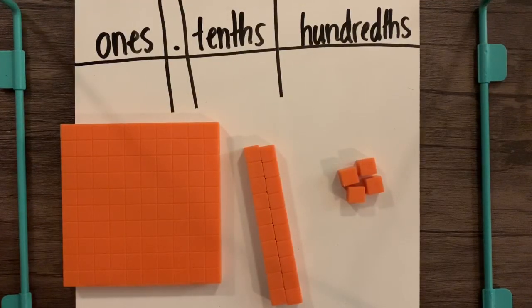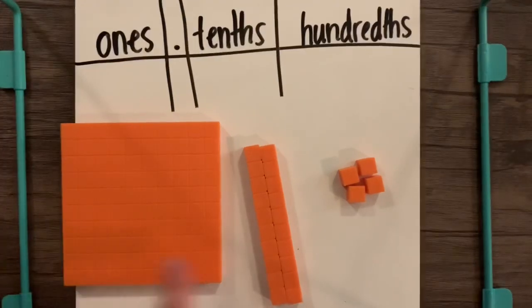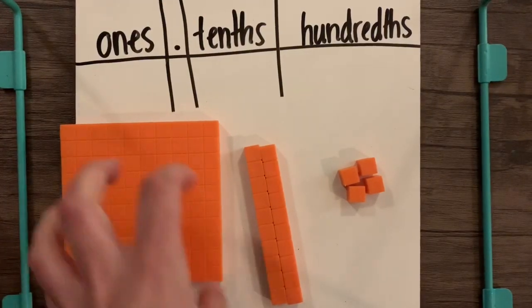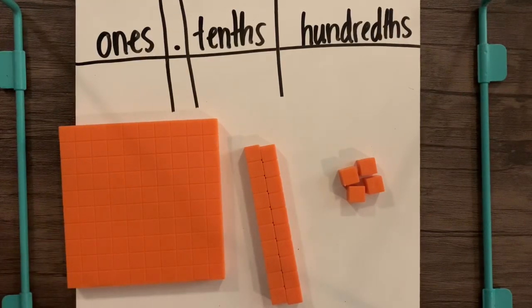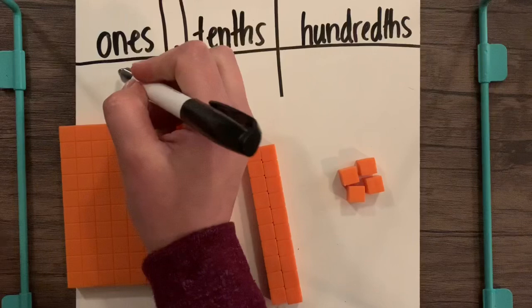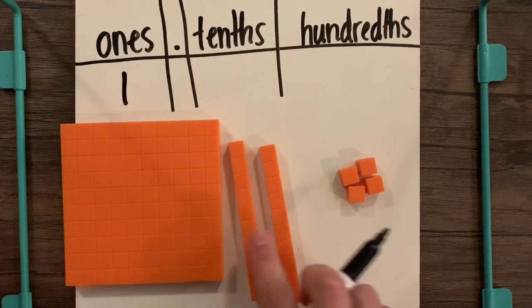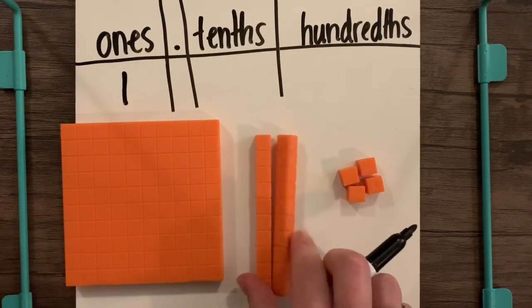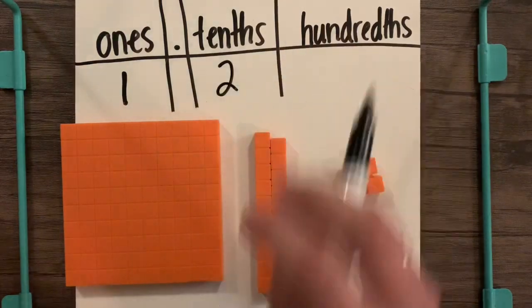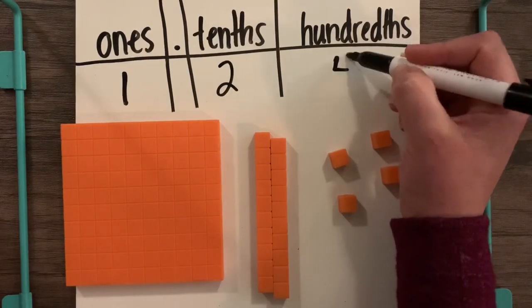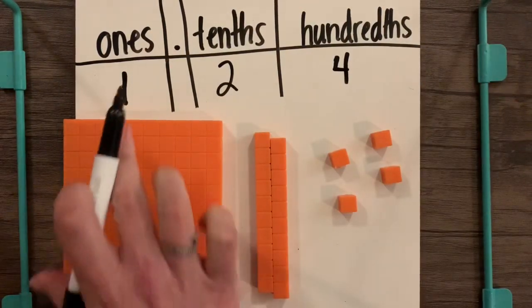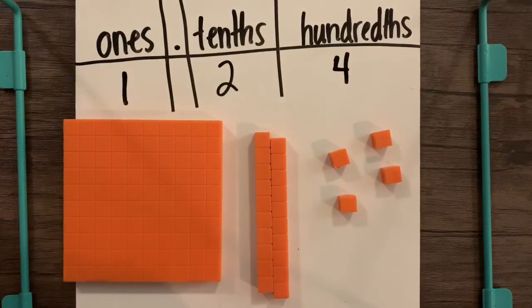Using base 10 blocks, here is a number that I would like to represent on the place value chart. One entire grid of these is a total of 100 squares. The total of 100 squares, all colored in, tells me that it is one whole. Now I have two groups of 10 here, 1, 2, so I have 2 tenths. And I have 1, 2, 3, 4 hundredths. So this number represented is 1 and 24 hundredths.